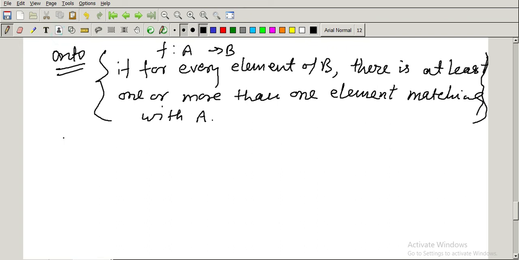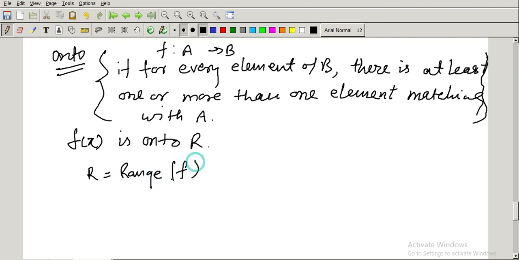So to prove f(x) is onto R, R is equal to range of f. Or we can say that R is a subset of range of f.